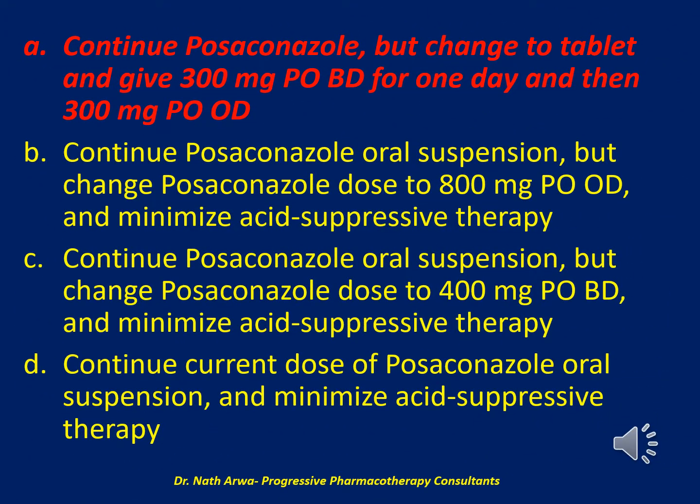And the correct answer is A. Continue posaconazole, but change to tablet and give 300 mg orally twice daily for 1 day and then 300 mg orally once daily. Posaconazole suspension is best absorbed with food, ideally food higher in fat.